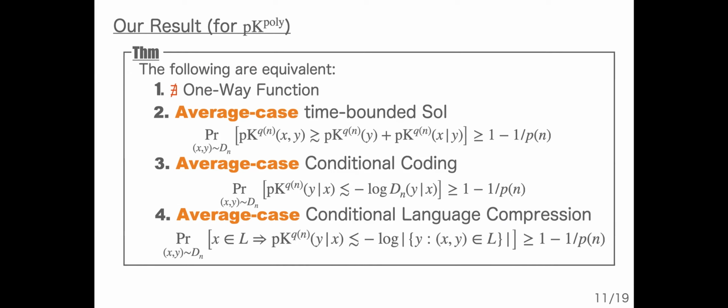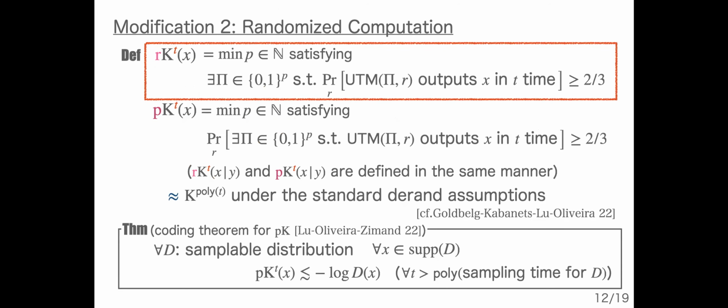The result for PK poly also yields the same result for RK poly and deterministic K poly under the derandomization assumption, but it is still natural to ask for an unconditional result, particularly an unconditional characterization of one-way functions by using the natural randomized Kolmogorov complexity RK. We also have a partial result on this question.